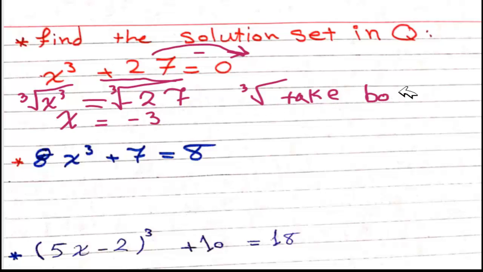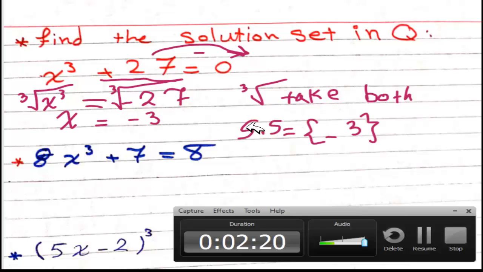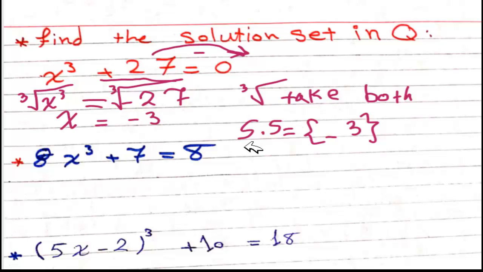Now the value of x is negative 3, so the solution set is negative 3. But ask yourself before that, is negative 3 a rational number? Yes, so it is in the solution set.